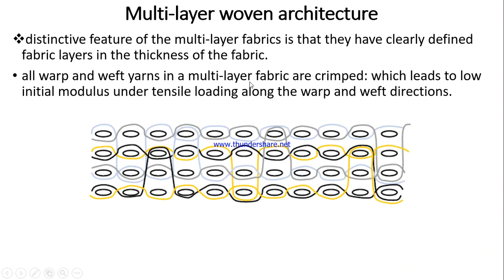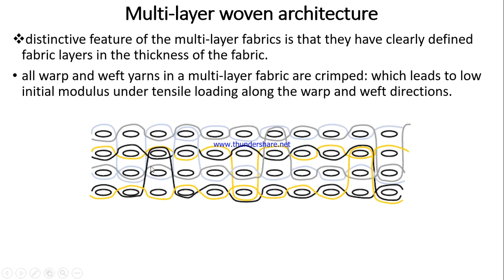All warp and weft yarns in a multi-layer fabric are crimped, and here one of the major disadvantages is that all layers in warp and weft are crimped. The warp or weft yarns are not running straight here. Whereas in other cases, in angle interlock and 3D architecture, you can see the yarn runs straight. There is no crimp, but here the yarns are having crimp.